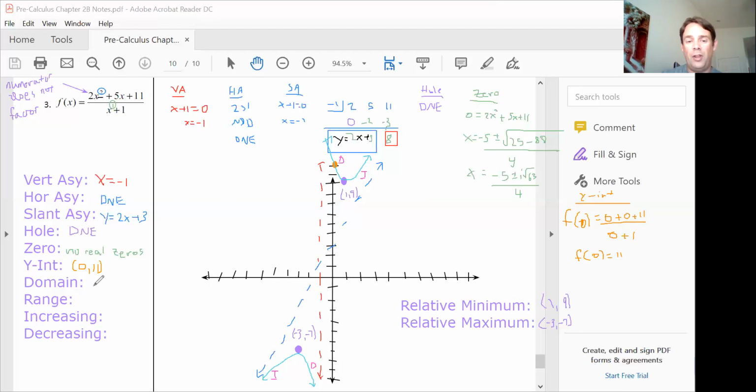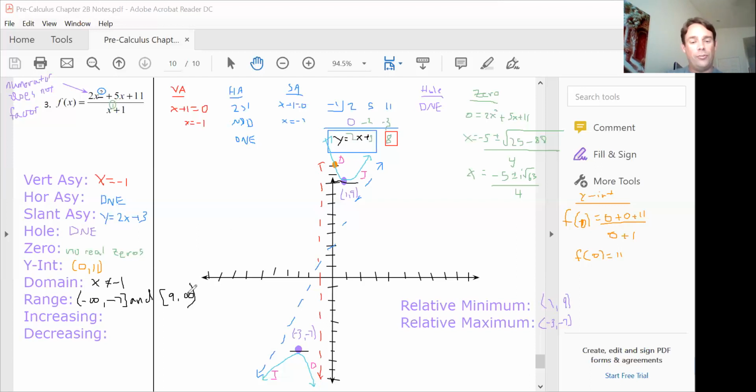Our domain, well, every value was okay except x couldn't be equal to -1. But our range, realize our range went from -infinity up to -7. That's the y value of the relative maximum. And then I had the y value of the relative minimum, which would have been at, notice those are brackets, 9, and I'm going out to infinity. And again, these are parentheses around the infinities.